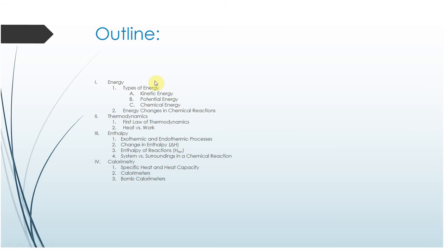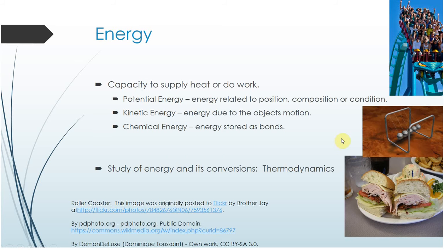So we're going to start off by defining energy, and then we're going to get into what it means to talk about heat versus temperature, and then we're going to talk about endothermic versus exothermic processes. Now, when we talk about energy, energy is just the ability to do something, to work, or to supply heat.